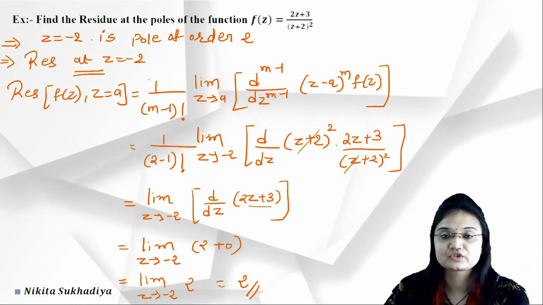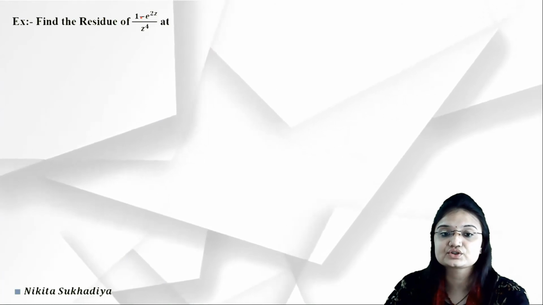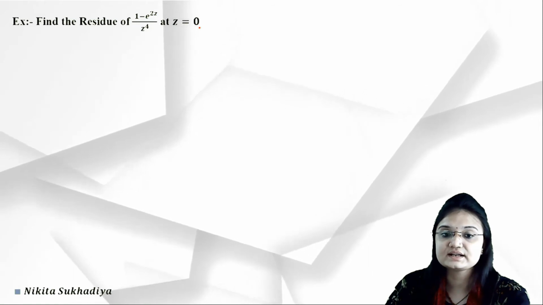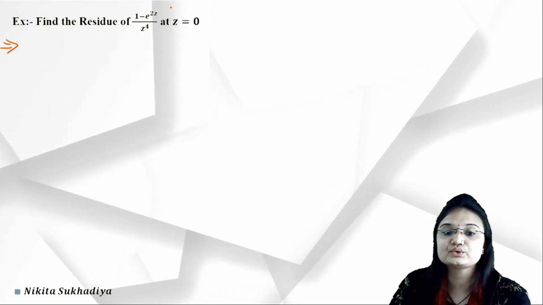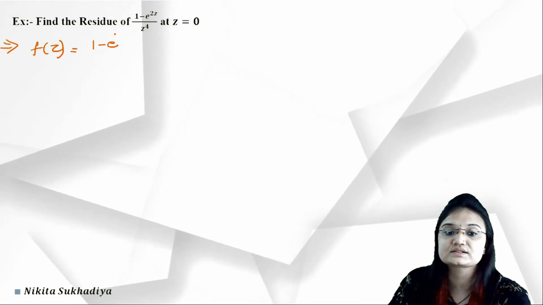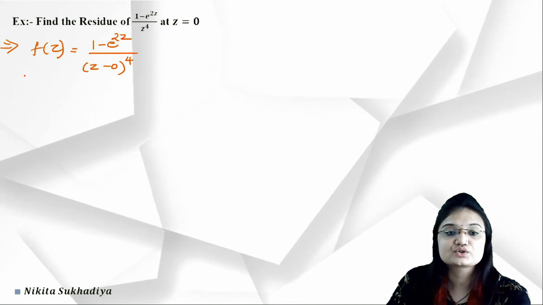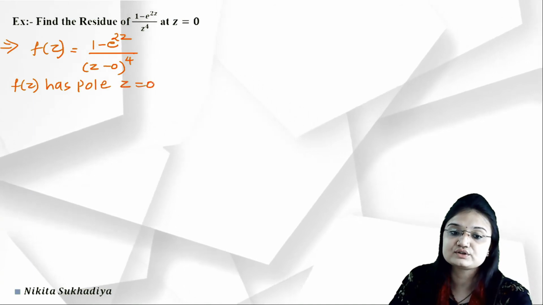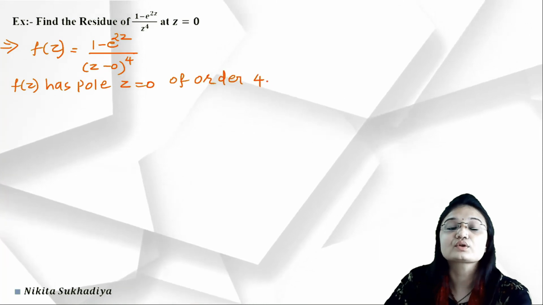Okay, let us understand with the next example: find the residue of the function (1 minus e raised to 2z) upon z raised to 4 at the pole z equal to 0. So here we have to find the residue at z equal to 0. This is nothing but the function f of z equals (1 minus e raised to 2z) upon (z minus 0) whole raised to 4. So the function f of z has a pole at z equal to 0 of order 4.